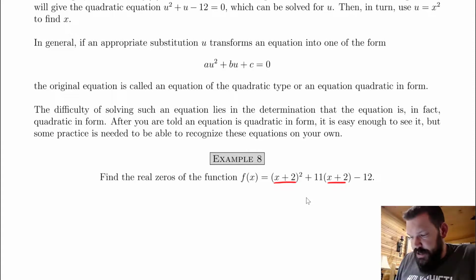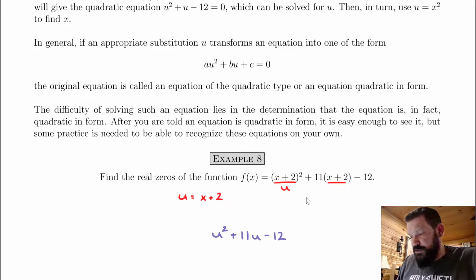Let's start out by saying, let's let u equal x plus 2. So if u is equal to x plus 2, we can rewrite the original problem as u squared plus 11u minus 12. Because if you notice right here in the original problem, the x plus 2 quantity squared, we just said x plus 2 is u.